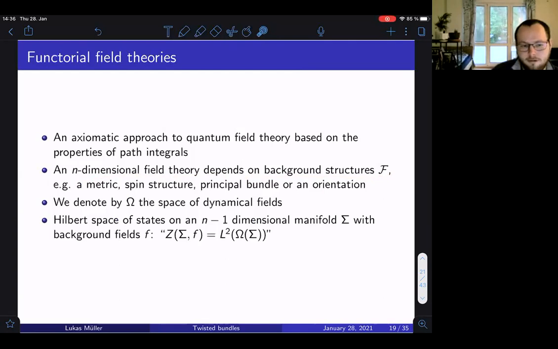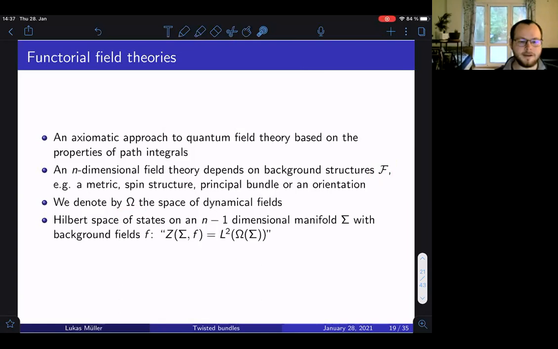So for example, to evaluate Yang-Mills theory, I need a metric. And if I have spinors, I probably need to pick a spin structure. And sometimes there are some principal bundles you need to write down your action. Or if you integrate something, you probably want to have an orientation, because otherwise you would need to work with densities. So there's a collection of background fields I call F. And then there's a space of dynamical fields. These are the fields I want to perform the path integral over.